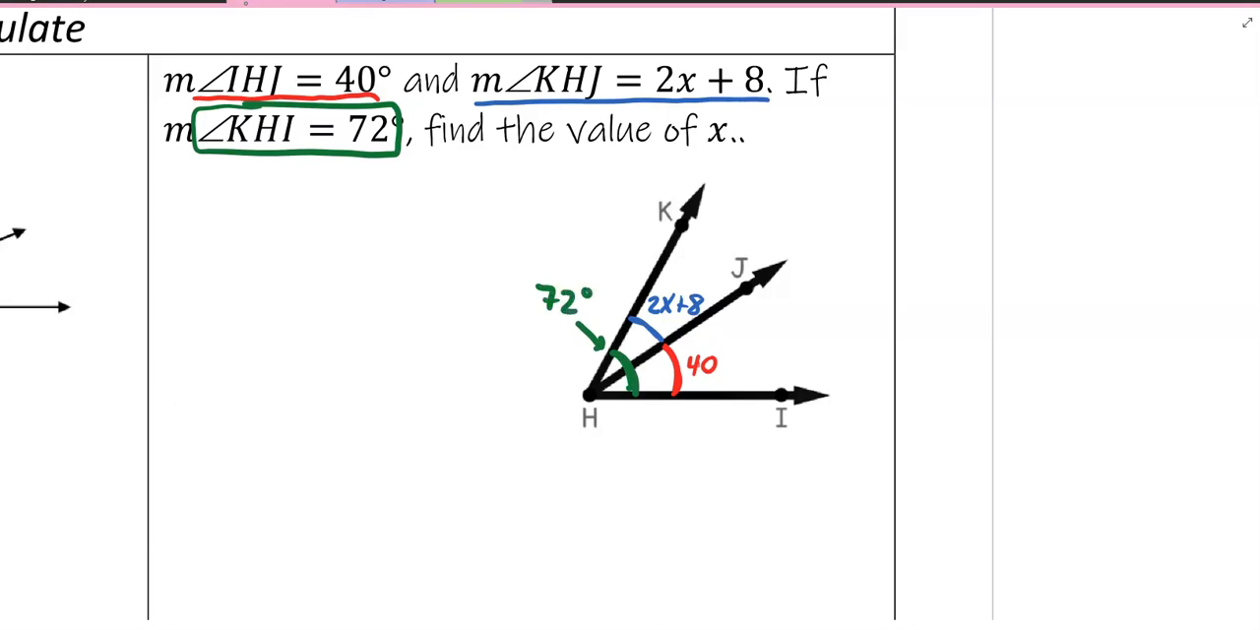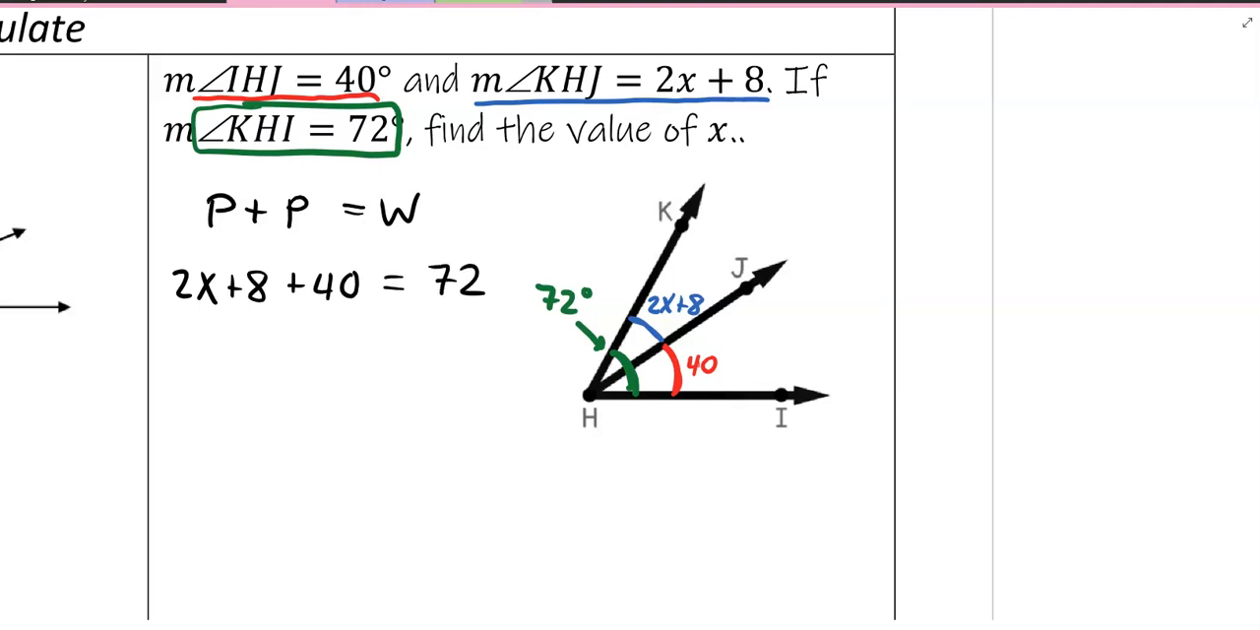So now we're going to use this concept of part plus part equals whole to help us find the value of X. So here we go. Part plus part equals whole. My first part is in blue. That's 2x plus 8. My second part is 40. And then lastly, my whole is 72.